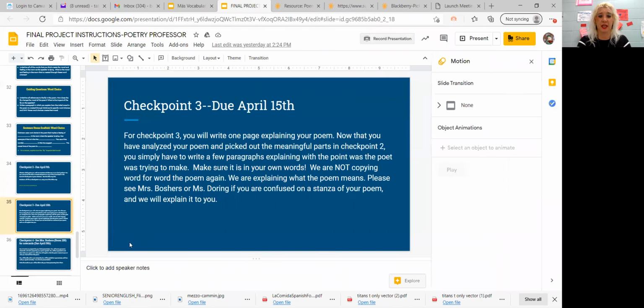Checkpoint three is due April 15th. For checkpoint three, now you're going to sum up your poem, okay? You've analyzed it, you've highlighted it, you've looked at everything the author has done to create this poem. Now you've got to take the meaningful parts that you found in checkpoint two and write a few paragraphs explaining the point the poet was trying to make. Make sure it's in your own words, all right? We are not copying word for word the poem again. We did that in checkpoint two. This is your analysis of the poem.